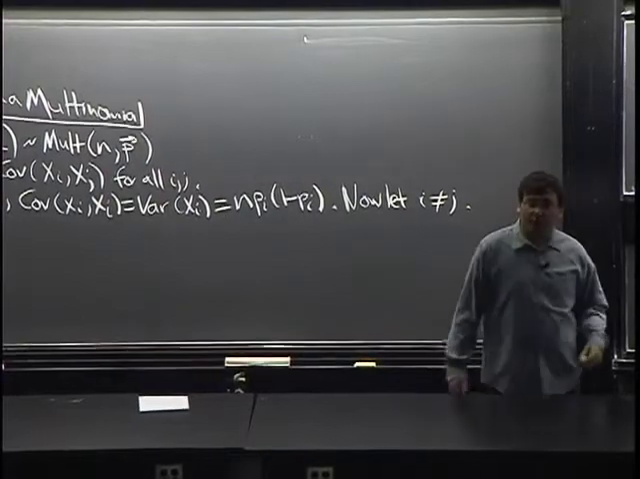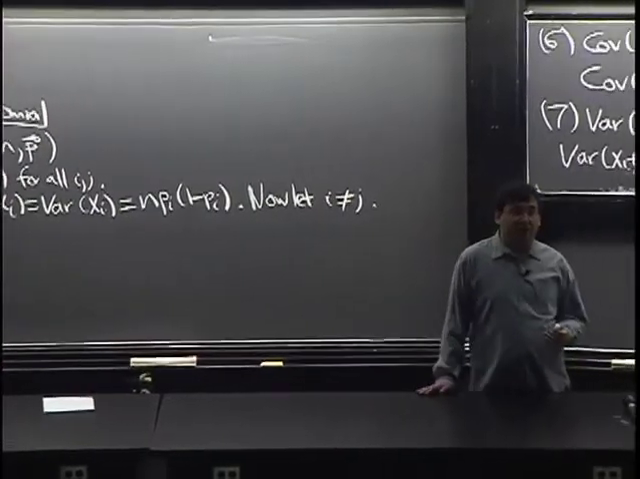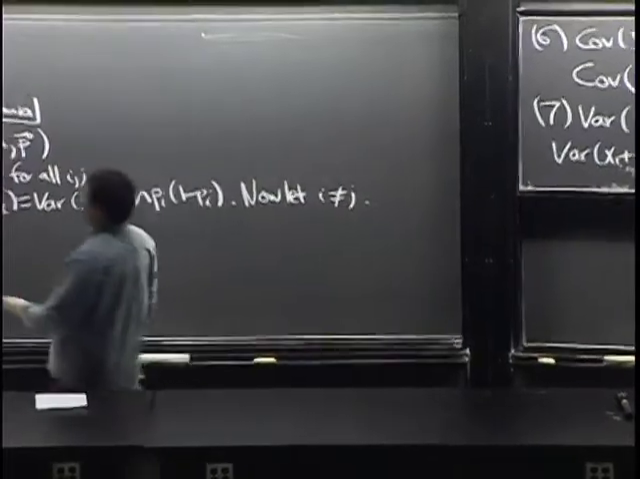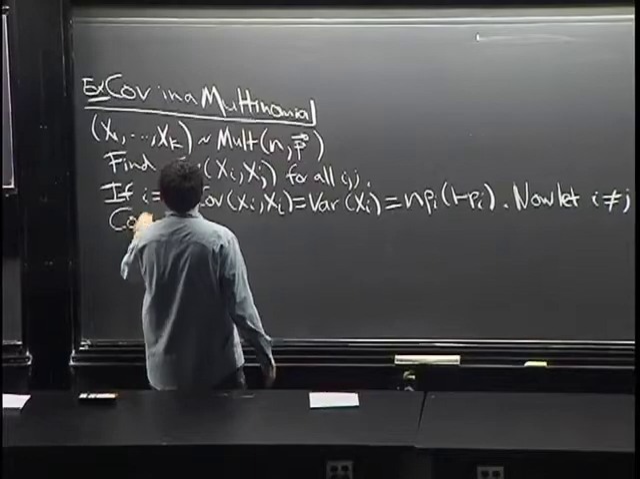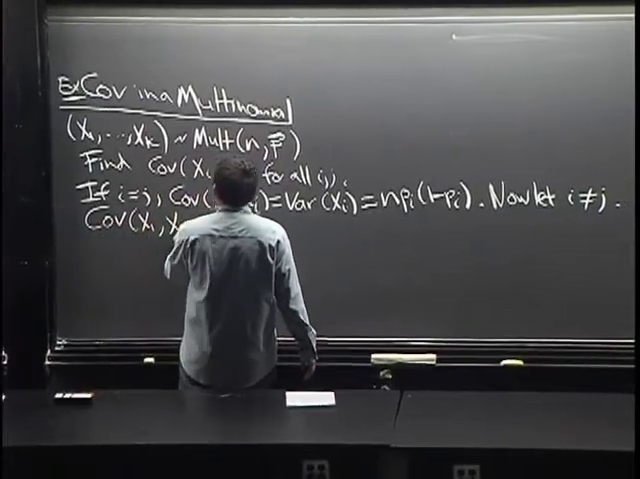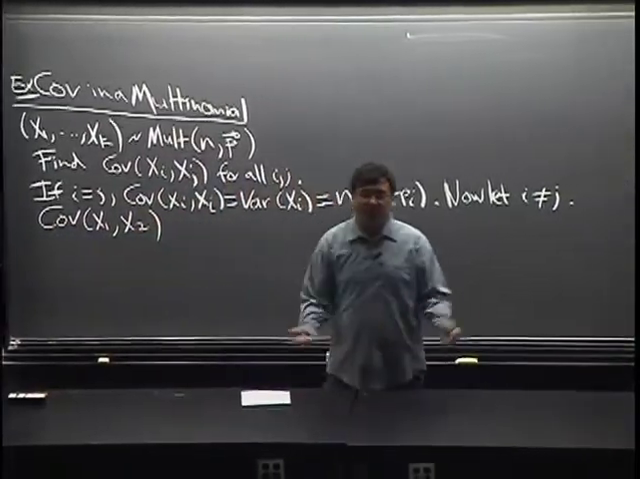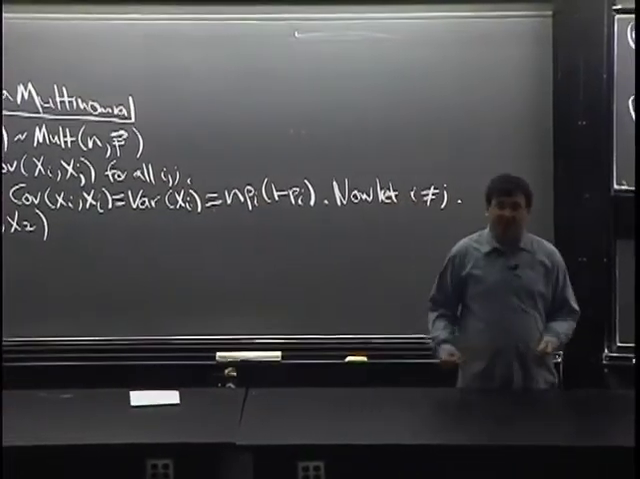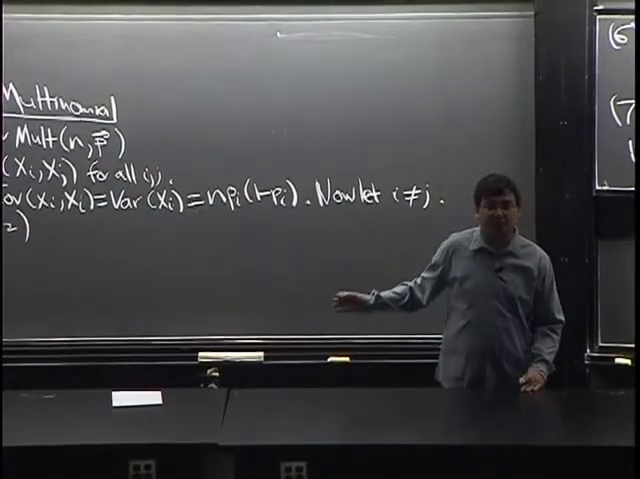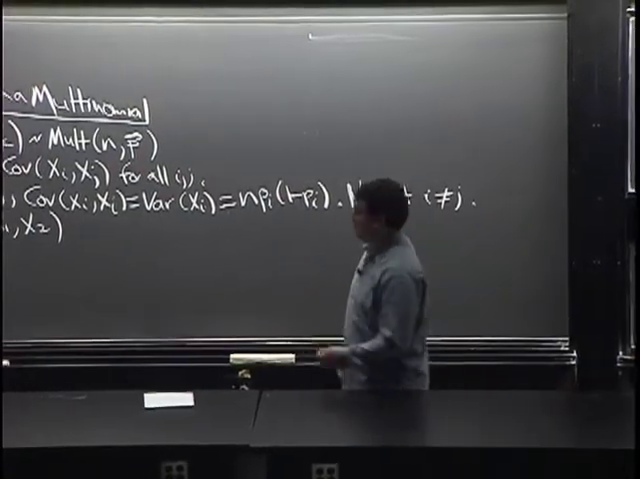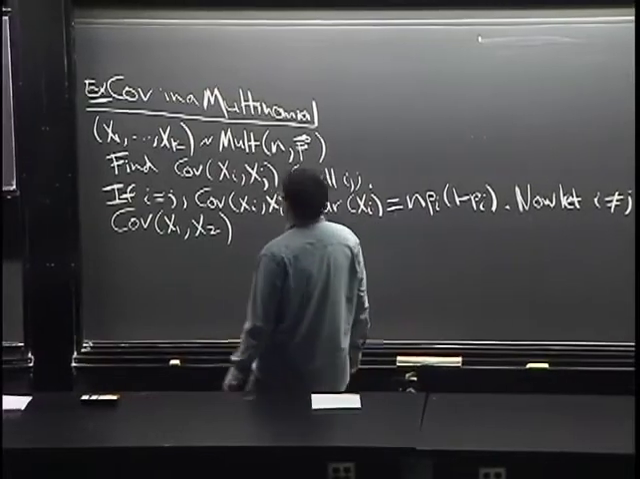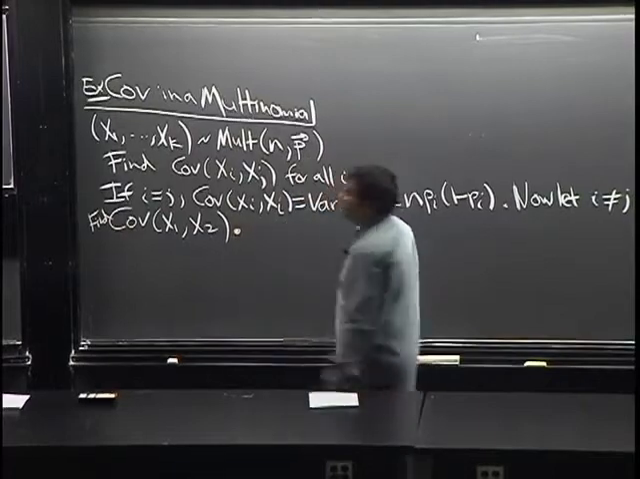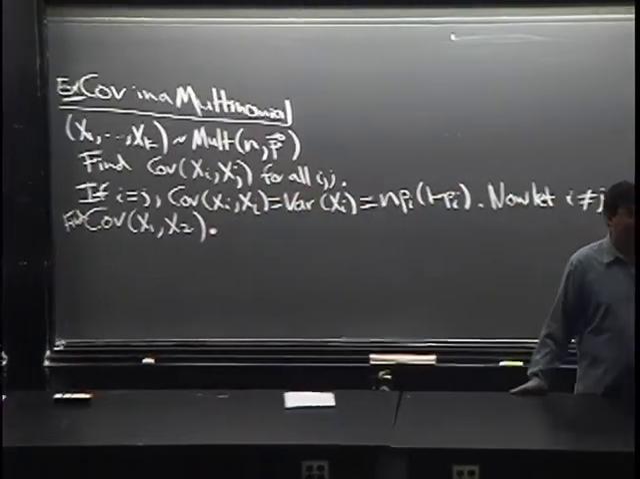Now, I think it's easier to just think concretely in terms of the first two. So let's just find the covariance of x1 and x2. If we know how to do this, we could always just relabel things and get x5 and x12 or whatever we want. But it's just easier to think concretely in terms of x1 and x2 rather than having so much notation going around. Okay, so I'll find this one first. And there's a lot of ways to do this. Let's just think about it intuitively first.